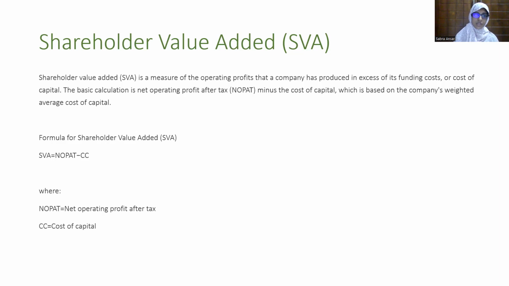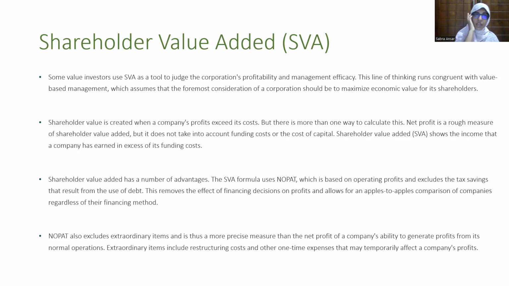So the formula for SVA is the net operating profit after tax minus the cost of capital. Some value investors use SVA as a tool to judge the corporation's profitability and the management efficiency. This is in line with value-based management, and it assumes that the foremost consideration of a corporation should be to maximize the economic value added of the shareholders. So shareholder value is basically created when a company's profit exceeds its cost, right?